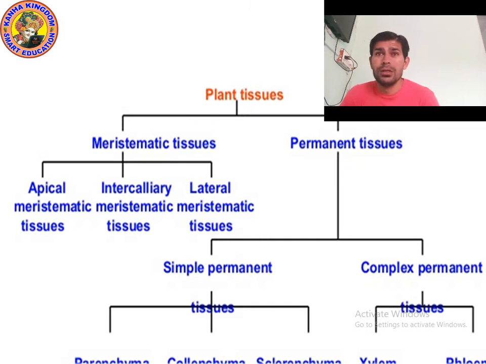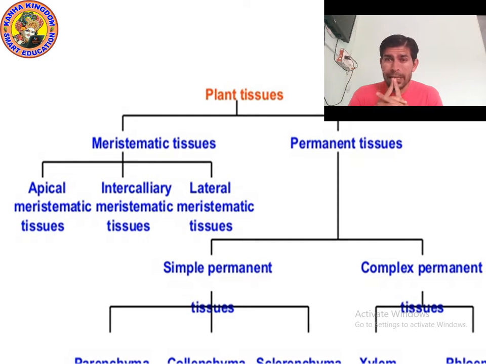Meristematic tissues are found in the growing region of the plants, like the tip of the root, stem, and branches. They have the ability to divide continuously and help in the growth of the plant. There are three types.